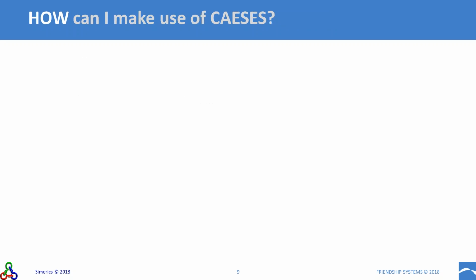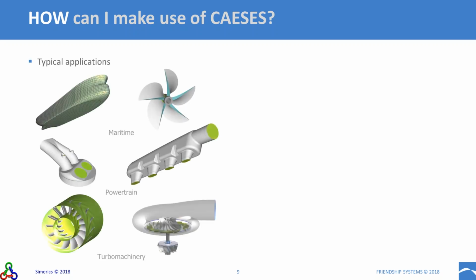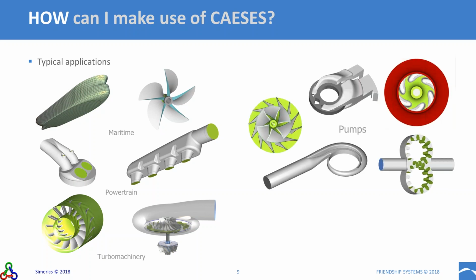So how can you make use of CAESES? Typical applications for CAESES are in the maritime field: ship hulls, propellers, appendages, but also powertrain components, so everything that you encounter inside or around an engine. Turbomachinery is also popular, gas turbines, turbochargers, and so on, and also part of turbomachinery, at least in part, are pumps, which is a very good application for CAESES.